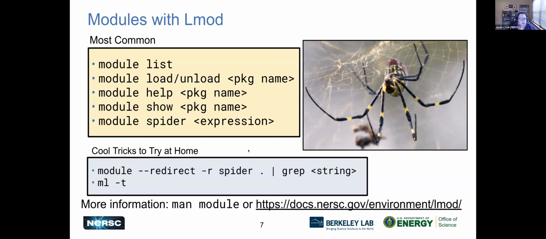Sometimes it will not. Module show, again, will show you what the module is actually doing to your environment and should give you some information on what the module is. And module spider helps you search through what modules are available on the system through the different module installations. You can get more information by doing man module on the system and reading the man page, or by looking at our documentation at docs.nersc.gov.